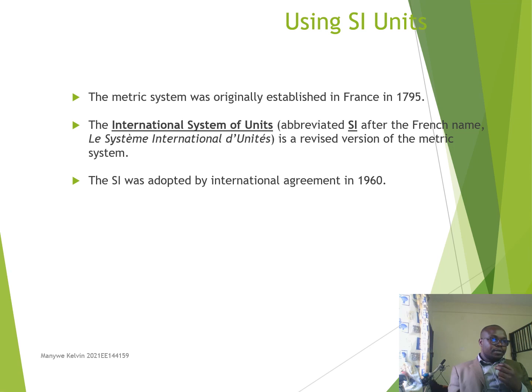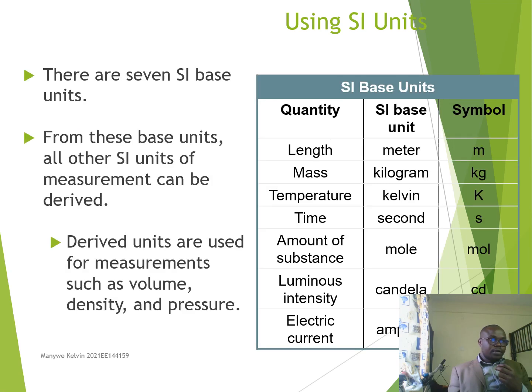More on the metric units. The metric system was originally established in France, in 1795. And the International System of Units, abbreviated SI, that's a French name, was a revised version of the metric system, and it was adopted in the International Agreement of 1960. That's almost around 60 years ago, and that's how it has been used all along.